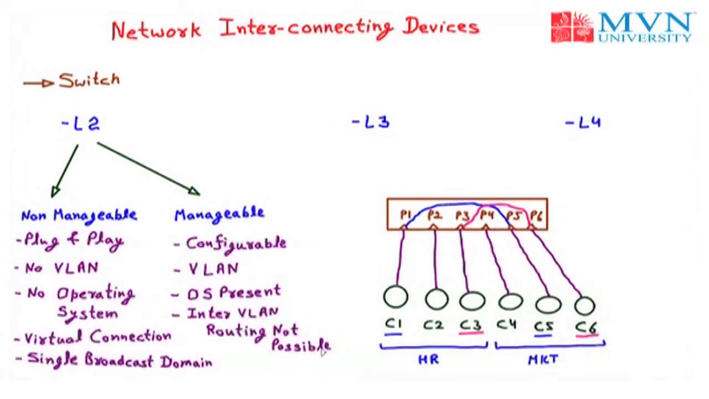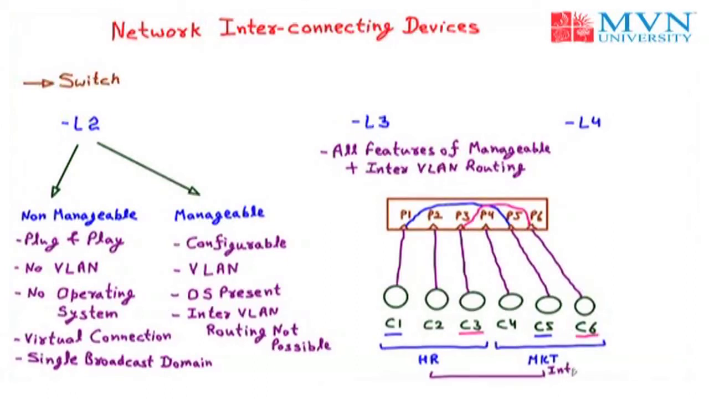So that's why we have the next type of switch, the layer 3 switch, which has all the features of the manageable switch plus VLAN routing. Now these 2 departments, HR and marketing, can communicate with each other. That is called inter-VLAN routing. Now these 2 departments can communicate with each other with the help of the layer 3 switch.